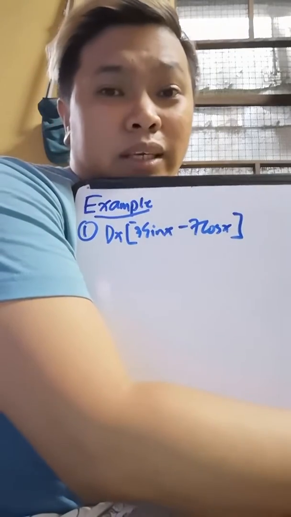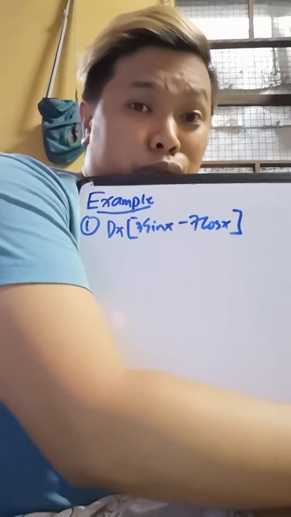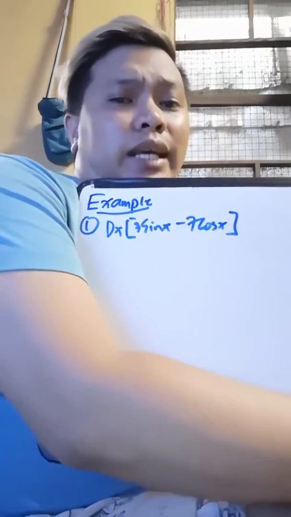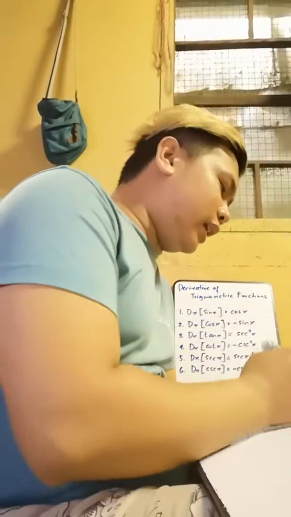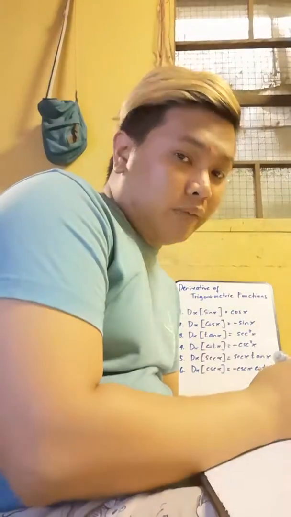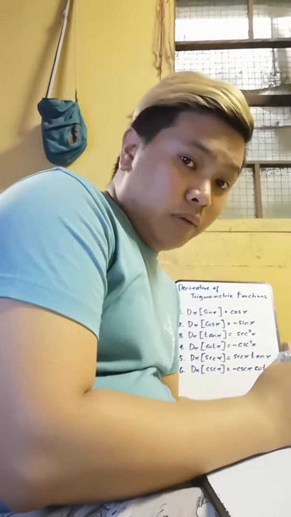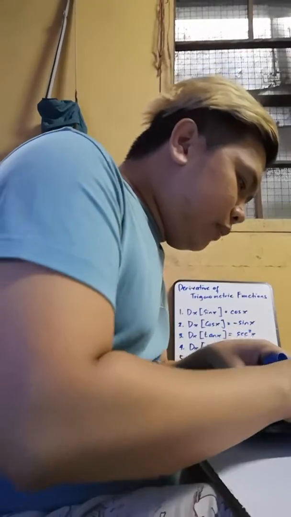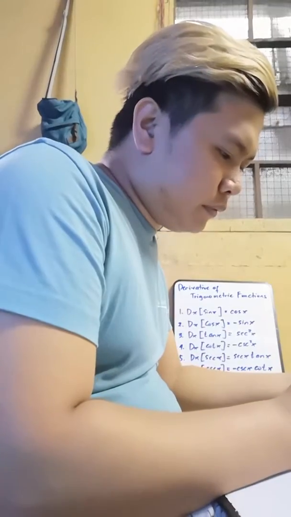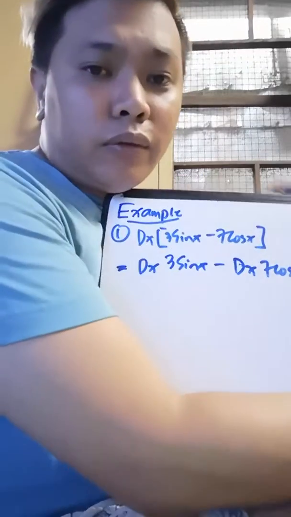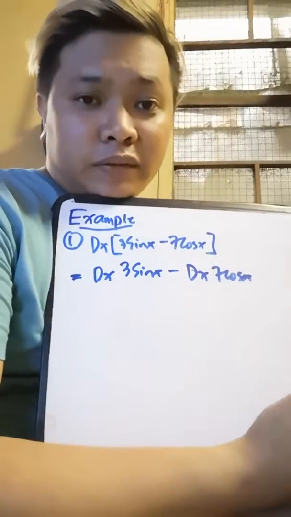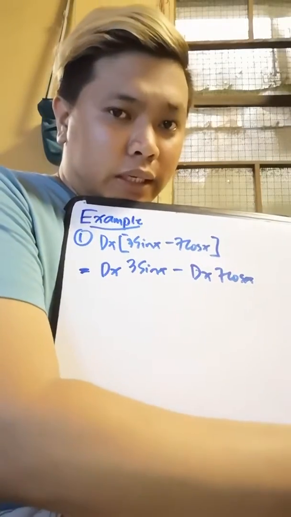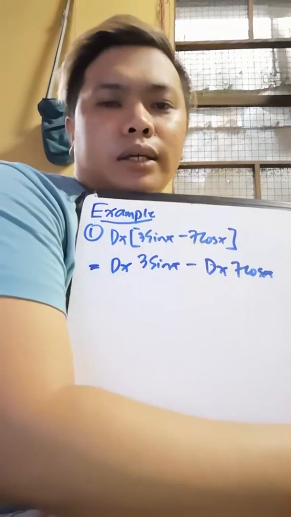Itong problem na ito ay hindi naman ganun kahirap. Madali lang ito kasi obvious. Dahil meron tayong derivative for sine x, may derivative tayo sa cosine x. And meron tayong rule, if you remember nung inaral natin yung derivative, meron tayong tinatawag na sum rule. Gamit yun, pwede kong paghiwalayin ito. Pwede ko siyang paghiwalayin as this. So, I have derivative of 3 sine x minus derivative of 7 cosine x.